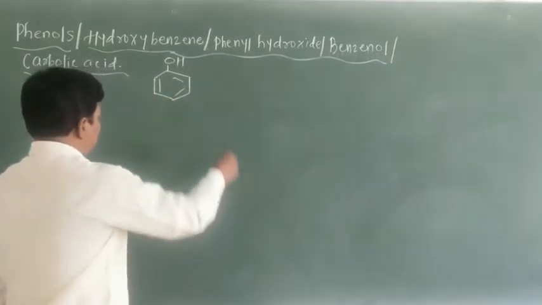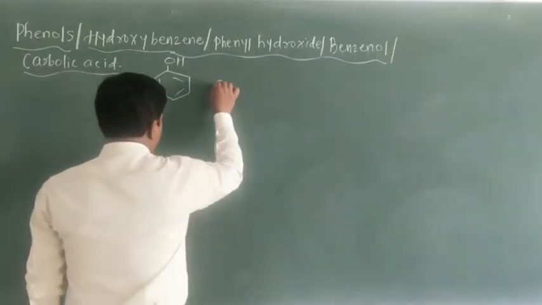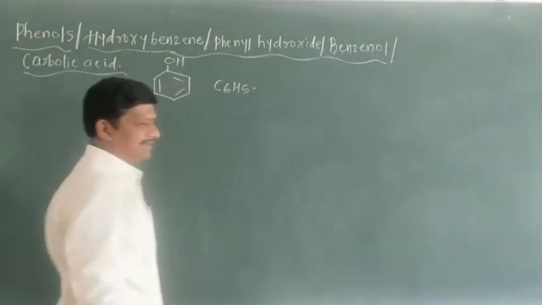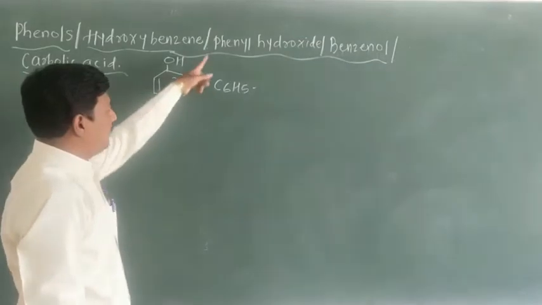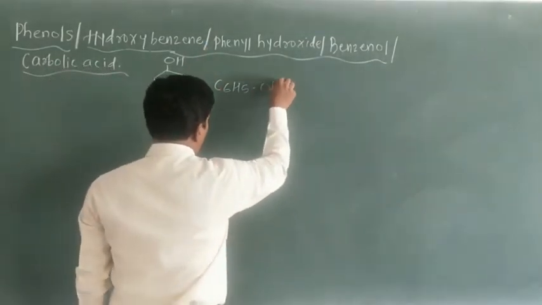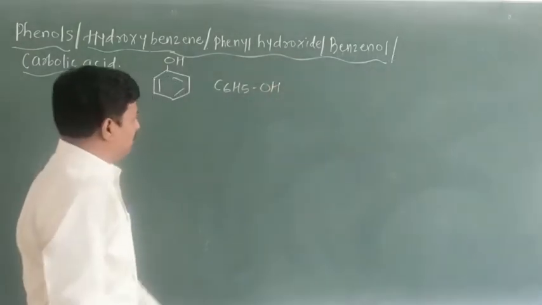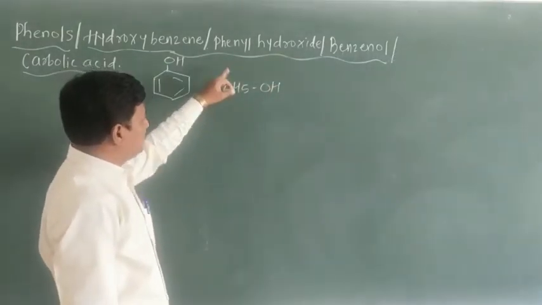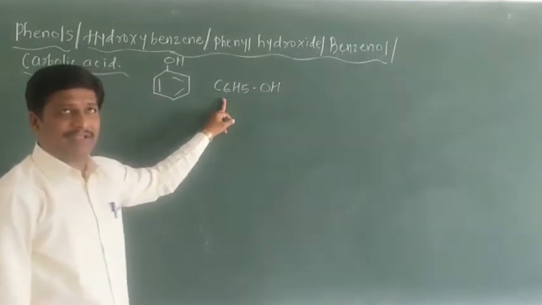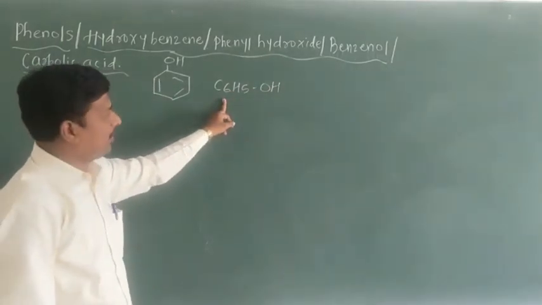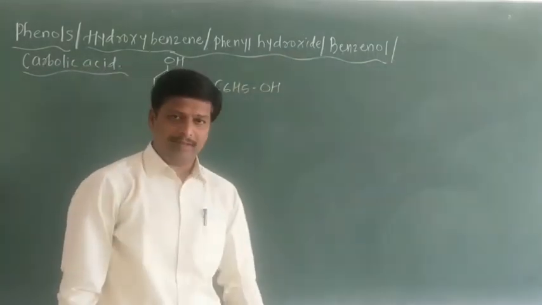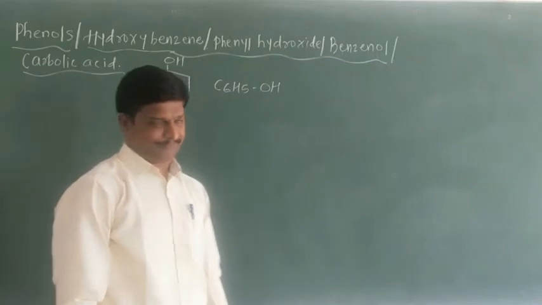Now after this, we come to the next name, that is phenyl hydroxide. Actually, in this aromatic ring, there is a C6H5 group, and this C6H5 group is known as the phenyl group. And on this C6H5, the OH group is present. That's why it is known as phenyl hydroxide, meaning it is C6H5OH. Whereas another name of phenol is benzenol.